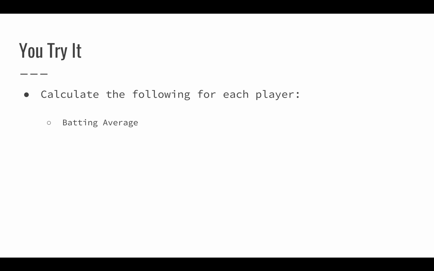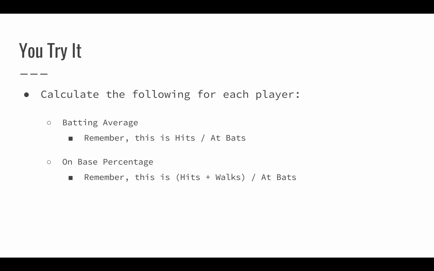Calculate each player's batting average, and I would recommend using just the basic calculation, hits divided by at-bats, so you just have to select the right cell, and I would also advise copying that instead of entering it for each individual player. Also calculate the on-base percentage, and remember, this is just hits plus walks divided by at-bats.